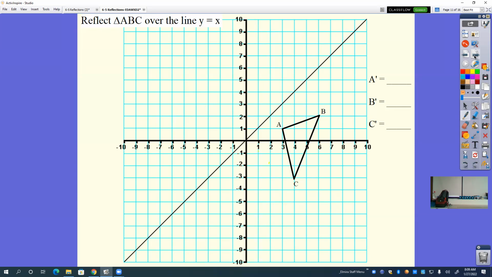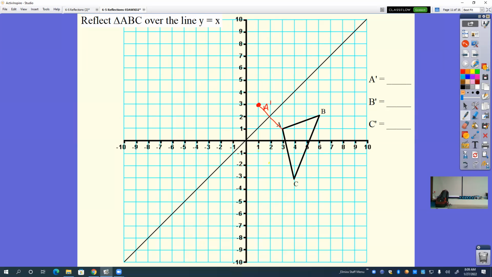Now, what happens if you reflect over the line y equals x? Well, this is a diagonal line. There are actually two ways to do this, but the easier way that I'm going to show you is to simply count diagonally and directly into the line. Point A is diagonally one box away from the axis of symmetry that we're reflecting across. So you want to go one diagonal box across, away from it.